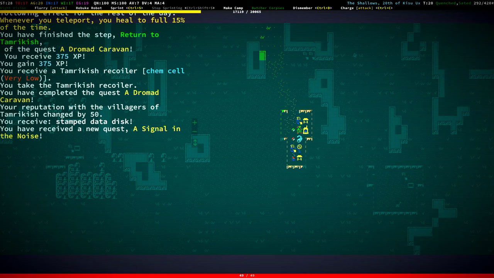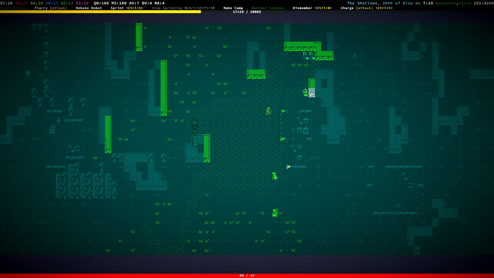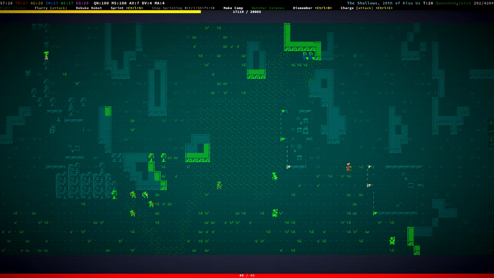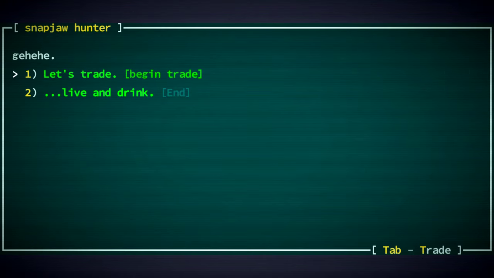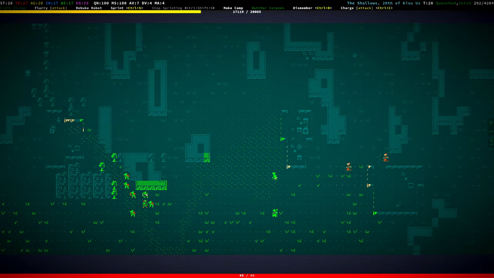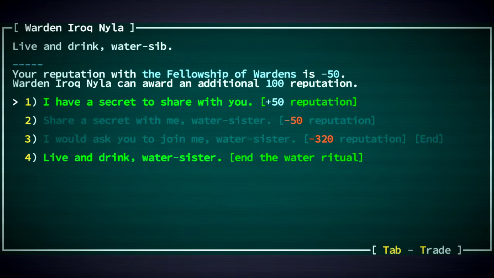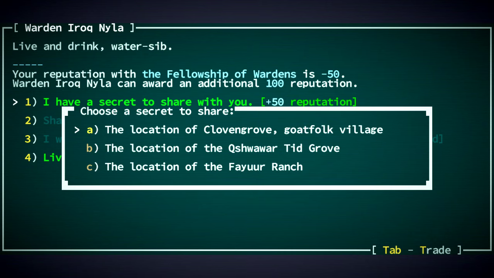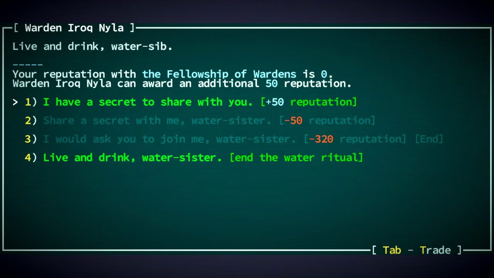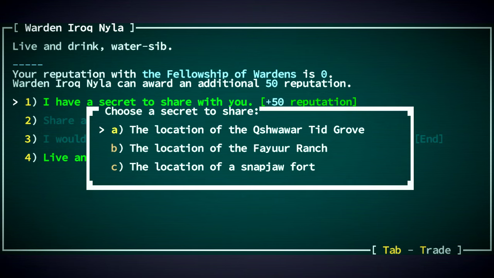Okay, so now that that's done, let's talk to the warden again. I think you're the warden. No, you're a hunter. You are. Let's do the water ritual with you. We could have you join us if we get our reputation high enough. Or the elder. Let's share a secret with you. The Goatfolk Village. Oh, was a reputation minus 50 before? Yeah, let's get it up again.